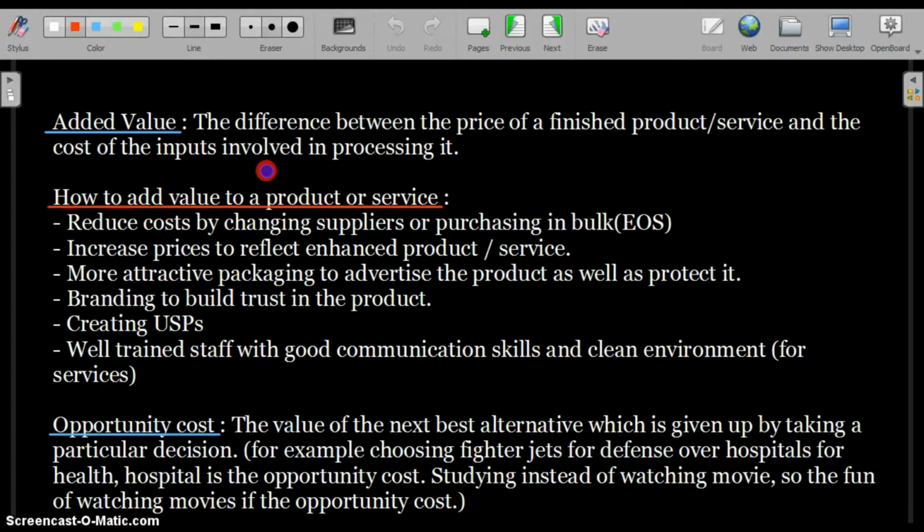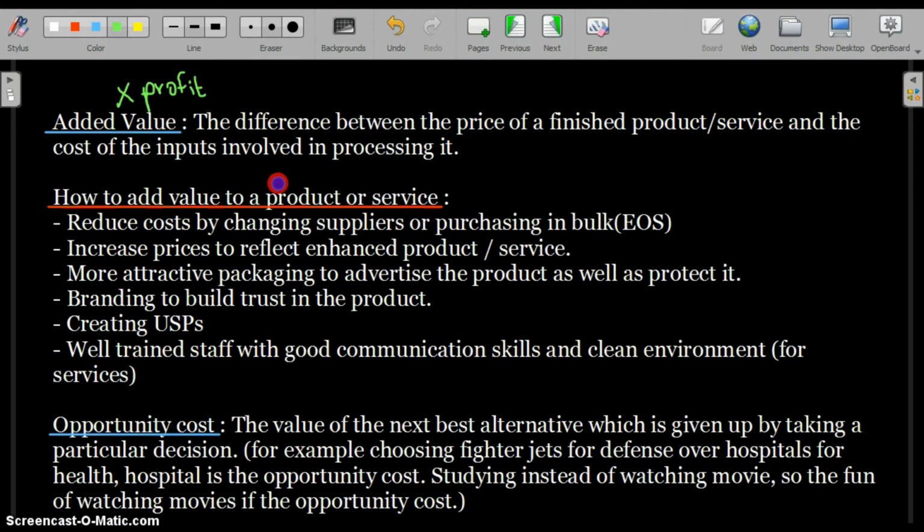Now added value is not equal to profit. Some might say, oh, this is the same thing as profit. No, this is not the same thing as profit. Why is that? Profit is the difference between selling price and the cost, unit cost, you can say. This is the difference between the selling price and the cost of input. Profit includes much more than just this cost of input.